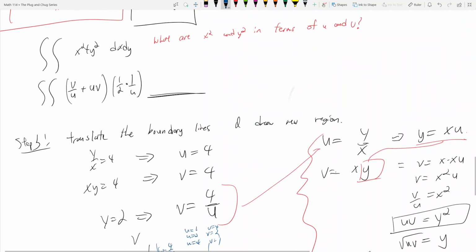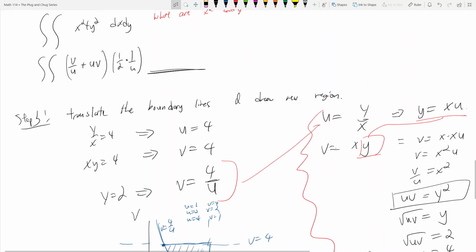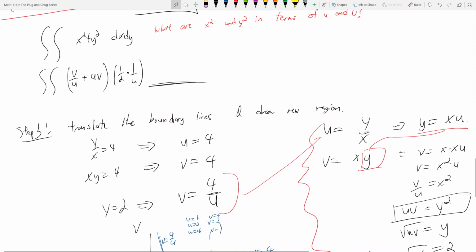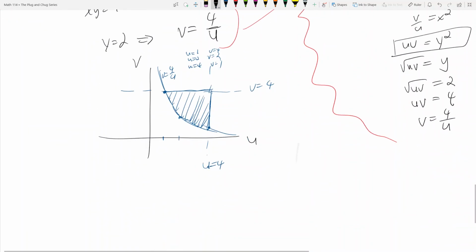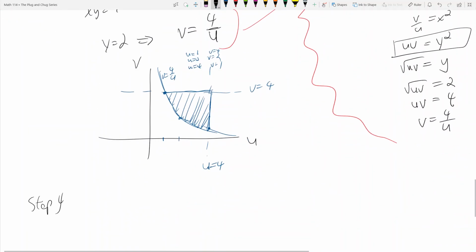And so now we can go back up here and figure out the limits of integration. So now step 4 is to set the limits of integration, or find the limits of integration. Right. So what did we have?